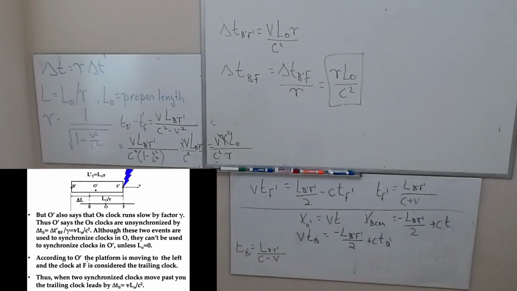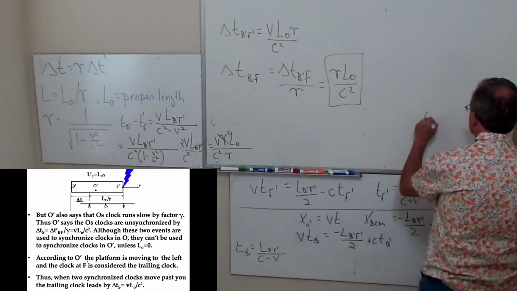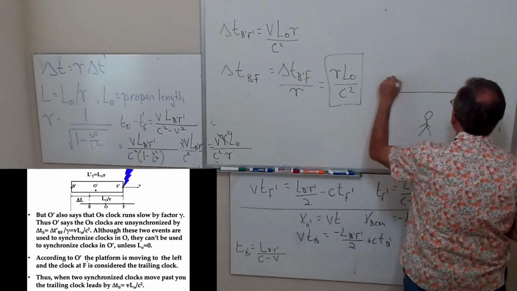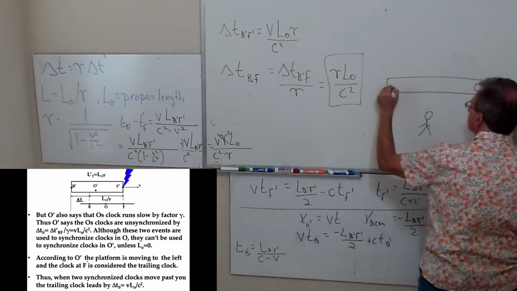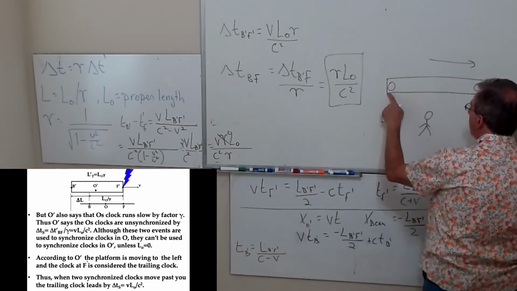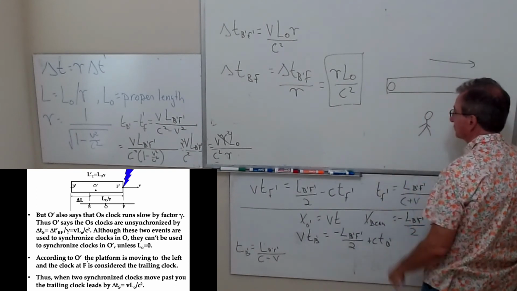The trailing clock that moves past you is the one that leads by that amount. So from a different point of view, if I'm standing here and I have a railroad car with two clocks moving this way, this is the one in the back as they go by. So that's the trailing clock. So that one's going to lead this one.